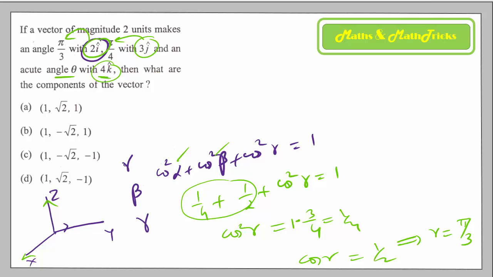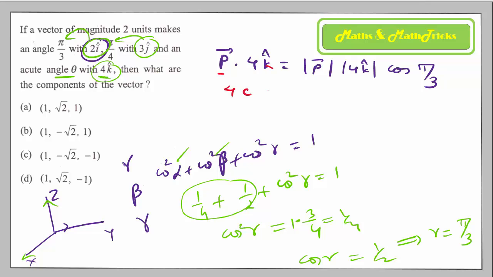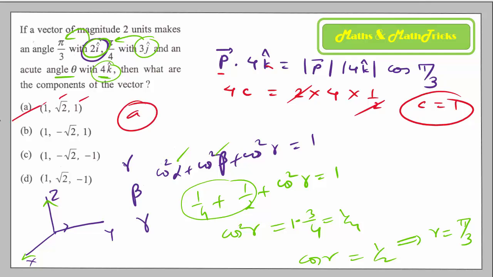Pi by 3. So yes, now let's come on to the part that vector P dot with 4k cap. It's magnitude of P, magnitude of 4k cap, cos of angle between them, we got it to be pi by 3. Right, now P vector dot with 4k cap, only the C component gets multiplied to 4. It's 4C is equal to magnitude of P, which is 2, magnitude of 4k, which is 4, cos of pi by 3 is half. So you can see that the value of C is 1. So we got already 1, root 2 and then 1. So hence the answer is option A for this particular question.